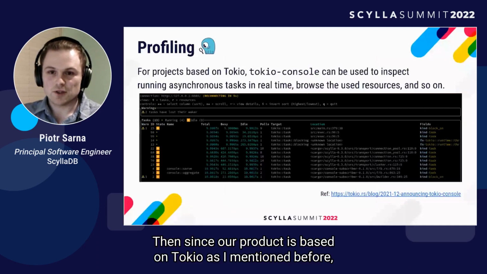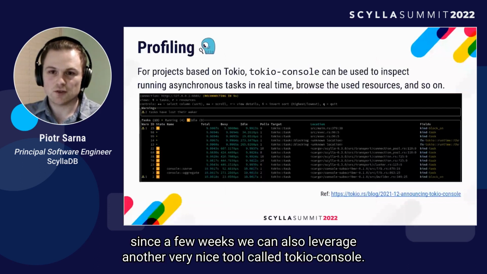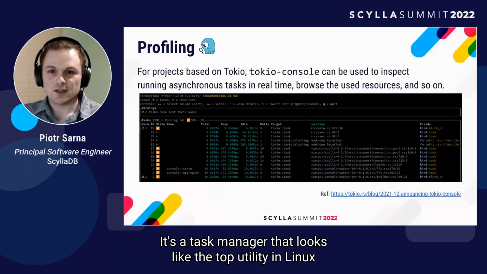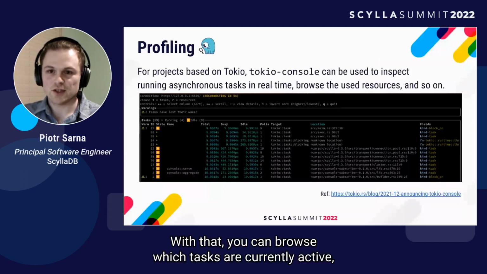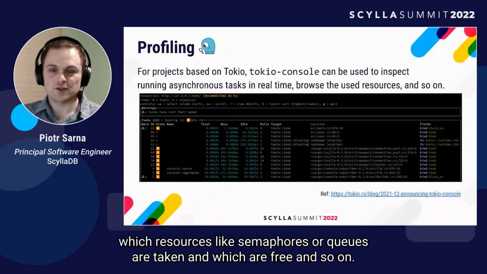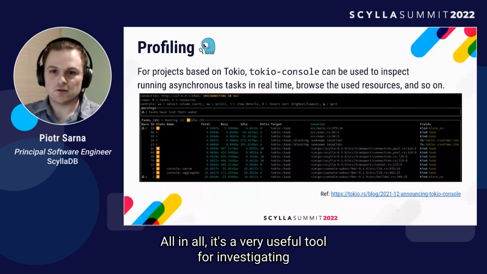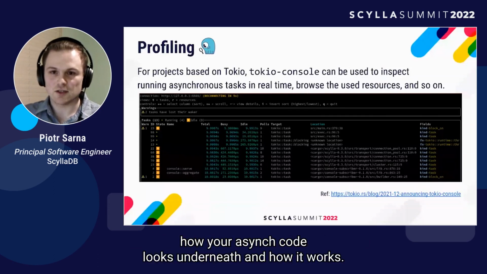Then, since our project is based on Tokio, as I mentioned before, since a few weeks we can also leverage another very nice tool called Tokio Console. It's a task manager that looks like the top utility in Linux that I'm used to using, but it works directly on Rust futures. With that you can browse which tasks are currently active, which resources like semaphores or queues are taken and which are free, and so on. All in all, it's a very useful tool for investigating how your async code looks underneath and how it works.